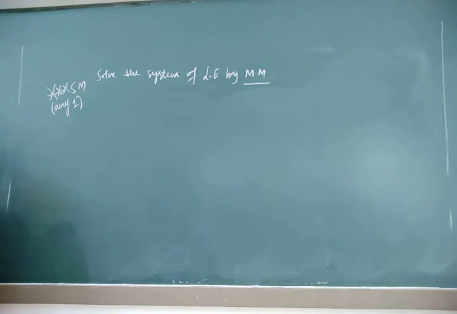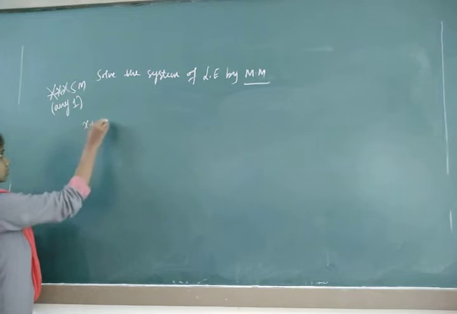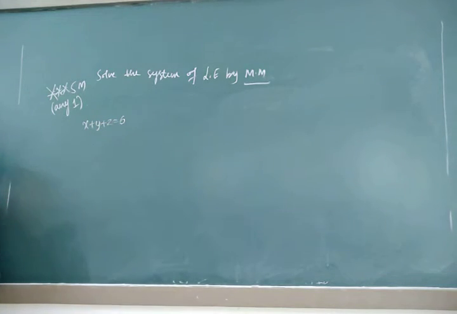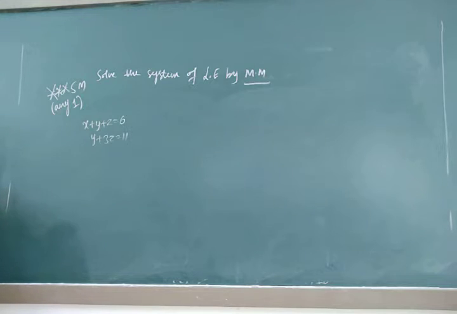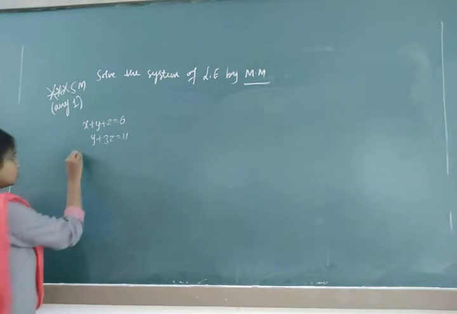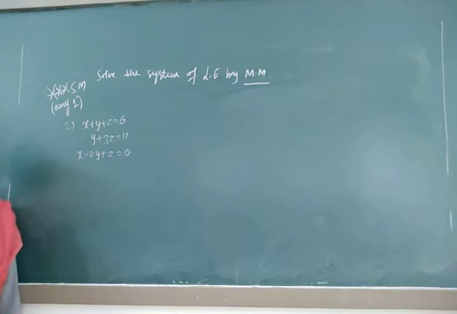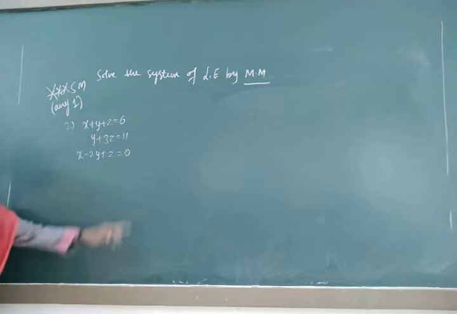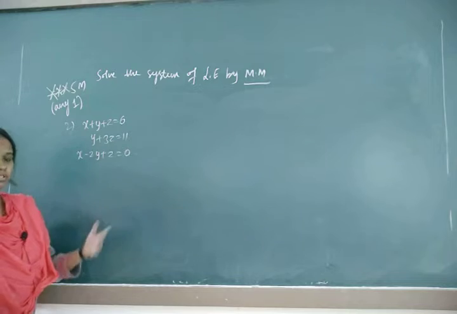Take one more problem. It's x plus y plus z is equal to 6. Y plus 3z is equal to 11. Next, third one. X minus 2y plus z is equal to 0. See here in the second equation there is an absence of x. While taking the matrix you have to treat that one as 0.